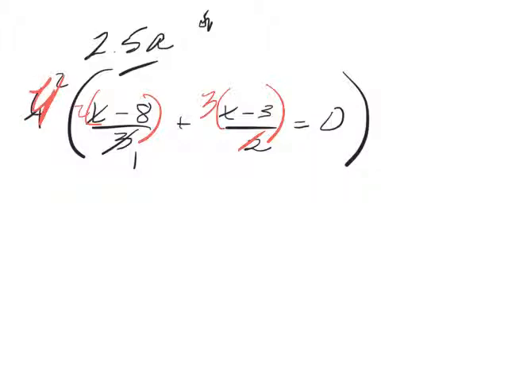So we multiply the entire thing by 6 and then cancel what we can, and we end up with 2x minus 16 plus 3x minus 9 equals 0. And then we got rid of the fraction. We can go ahead and solve it. In this case we'll get 5 because it's a linear equation for our x, and you can graph it from there.